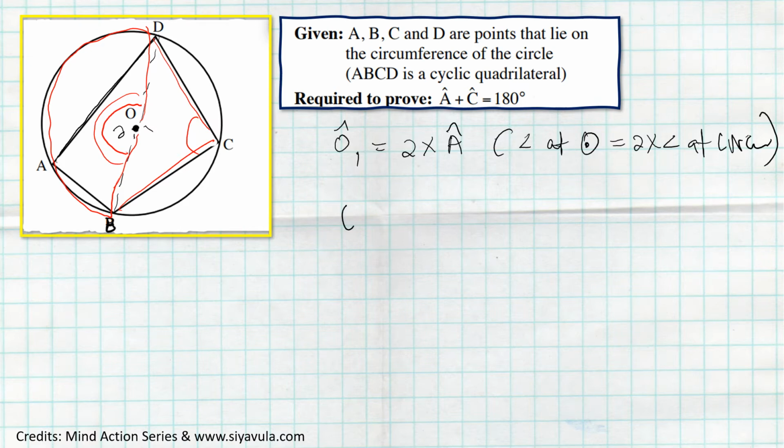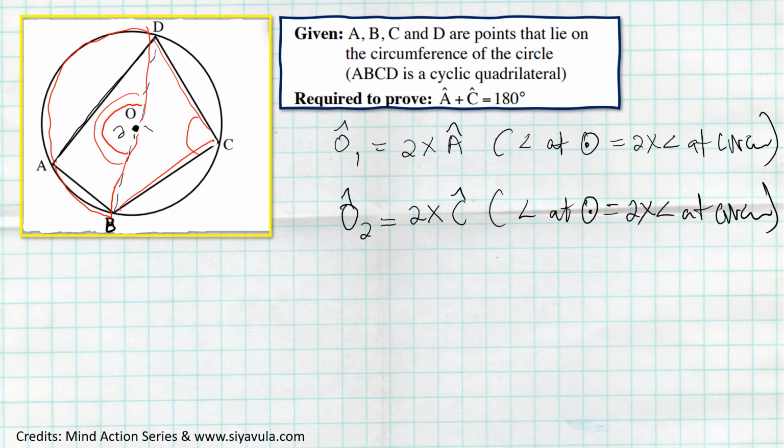So angle O2 is going to be equal to 2 times angle what? Angle C. And our reason is that angle at the center is equal to 2 times angle at the circumference. Okay, so what can we do now?